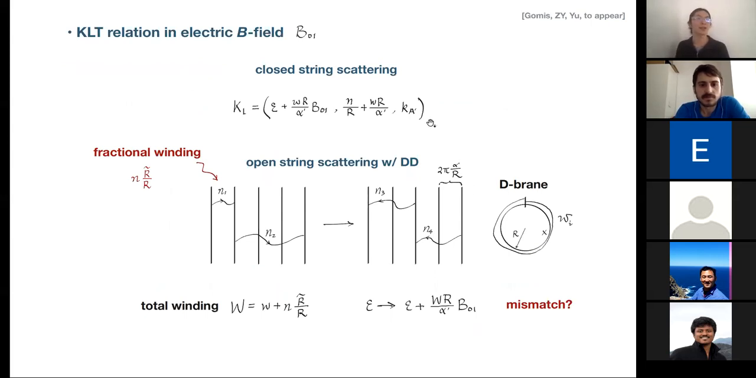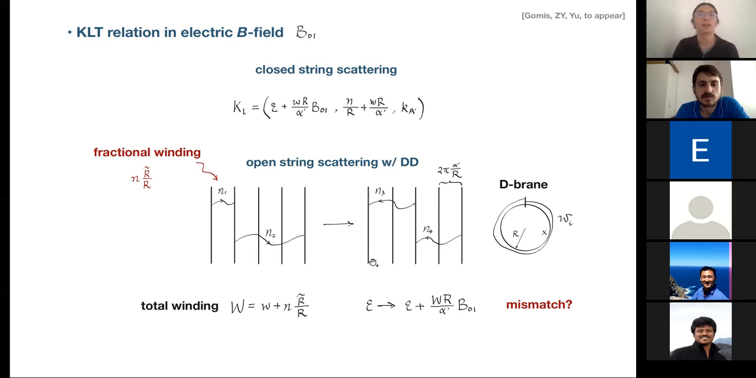So now, in order to make contact with non-relativistic string theory, we also need to introduce some new ingredient to the relativistic KLT relation. So I want to study the KLT relation in an electric B field. On the closed string side it is very simple. The fact that we have a B field lying along this longitudinal direction just says that we have a shift of the energy that's proportional to the B field. Also, this shift is proportional to the winding. So you must have a compactified circle in order to have a non-zero term here.